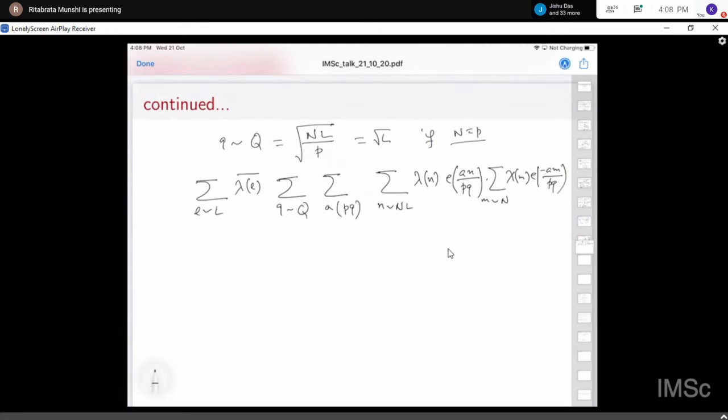Again, we apply Voronoi and apply Poisson. So let's see. If you apply Voronoi, the dual length will again be P squared Q squared.